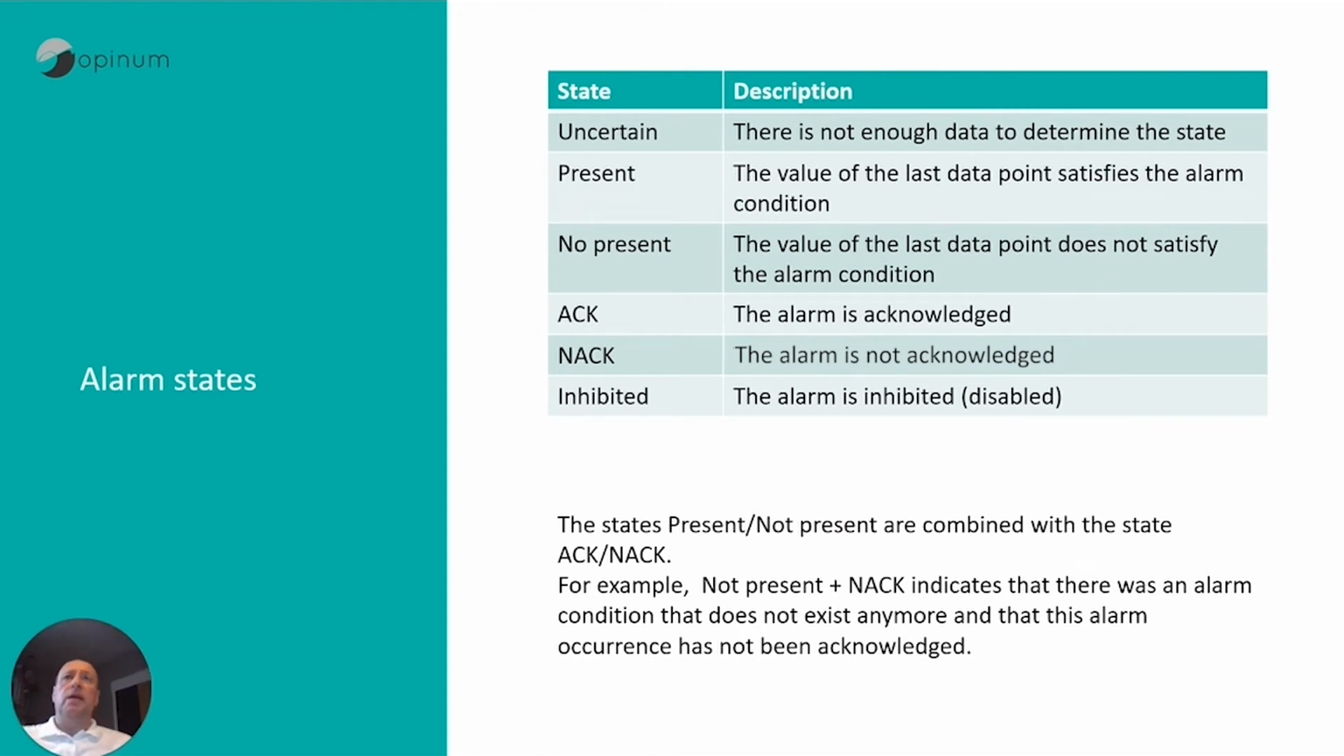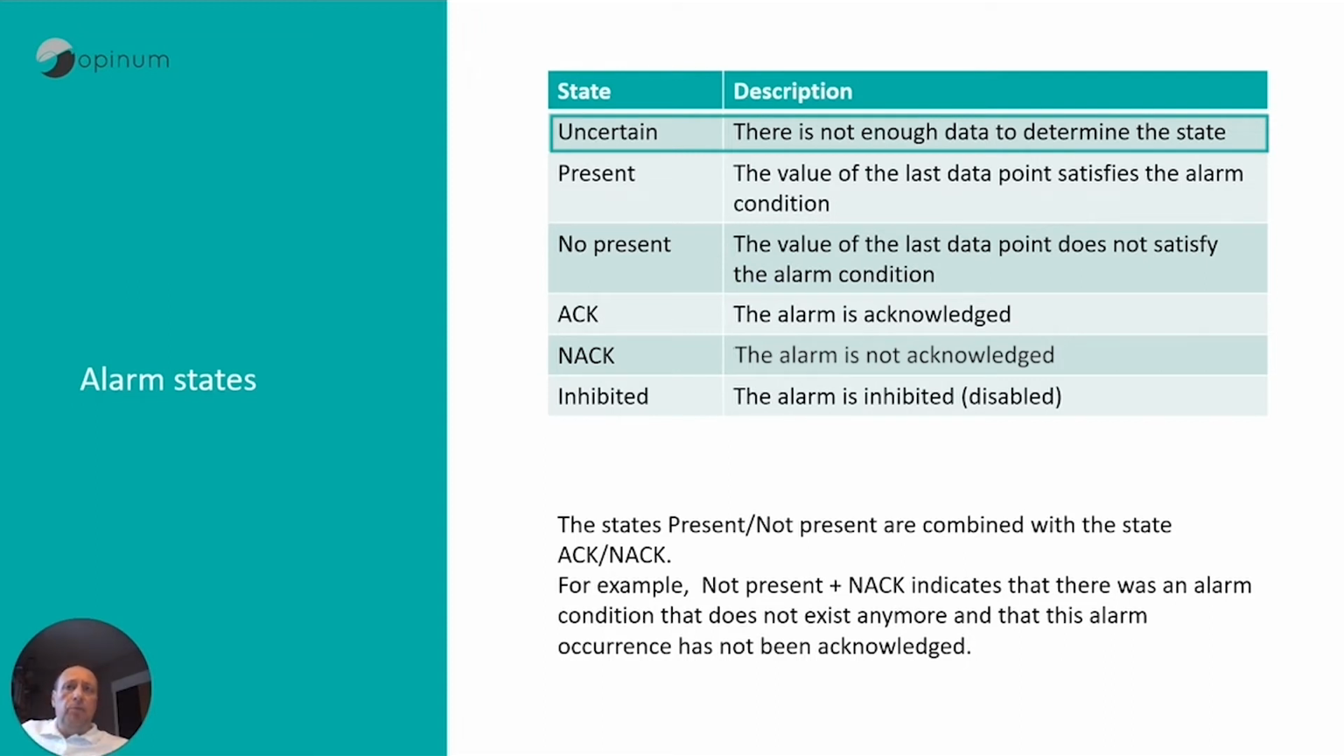As I said, there are states in the alarm feature, and here are the various states that can qualify a single instance of an alarm. First state is uncertain. When you just create an alarm, you don't know the real state of the alarm until the first data point enters the database.